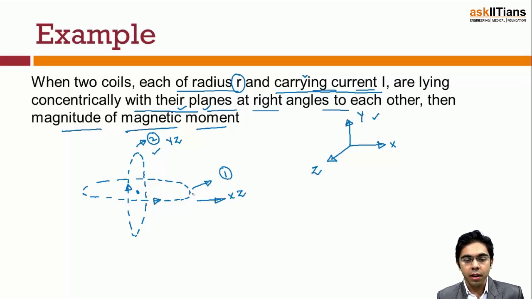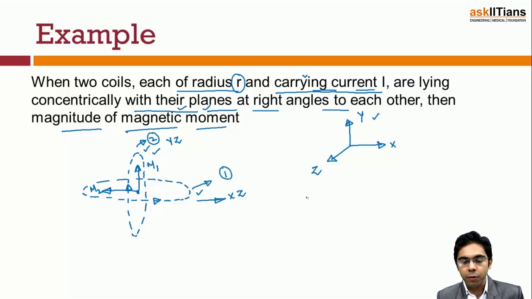If I look at loop 1 and curl the fingers in the direction of current, the magnetic moment comes out along the y-axis, somewhat like this. This will be the magnetic moment 1. But for coil number 2, if I curl the fingers, the magnetic moment comes out in the direction of minus x. Just curl your fingers, it will give you the direction of the magnetic moment. I'm denoting it by m2.